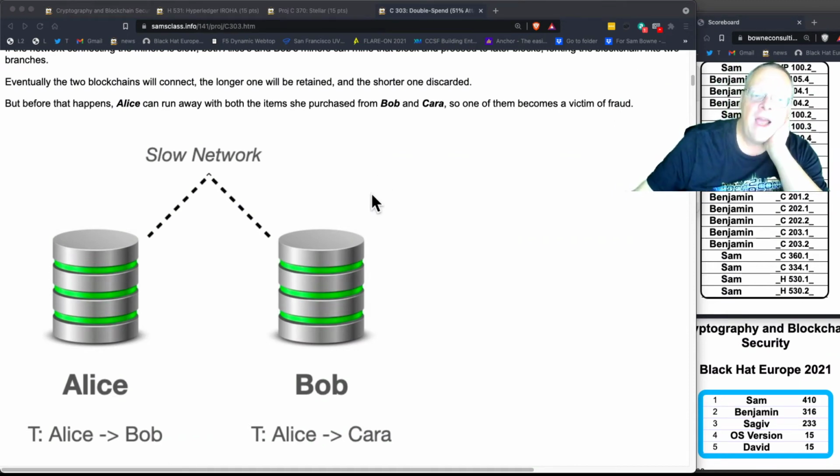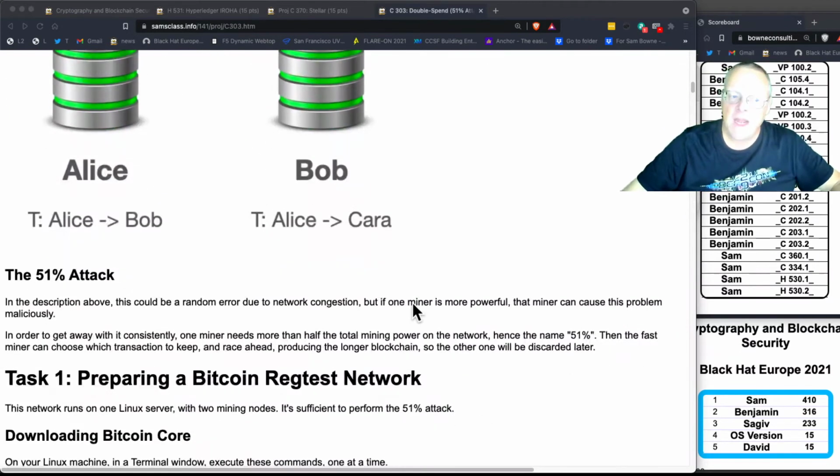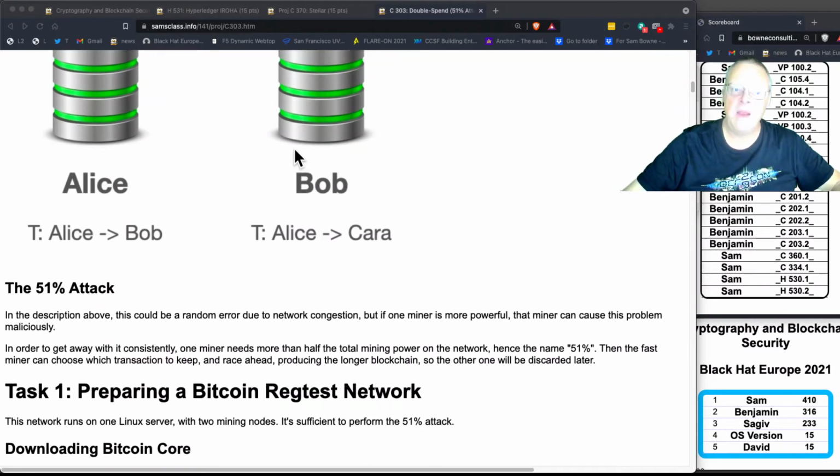So what will happen is one of these transactions will be thrown away, but there will be a period of time when this transaction appears to have succeeded and it doesn't get canceled until later. And so in that time, Alice can run away with whatever she bought from Kara. This is just like writing a check that will bounce. You write someone a check to get a purchase, and then later on they find out you don't really have the money. So that's the double spend attack, and you can do it in principle. Anybody could do it if your network was this slow. In practice, it's not that slow for this to happen very much on Bitcoin.